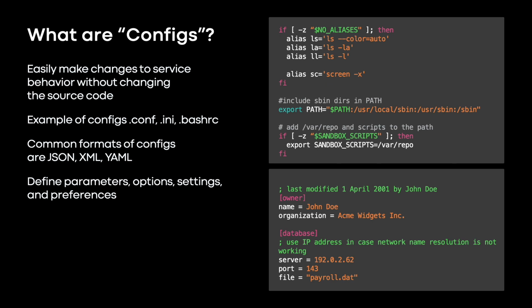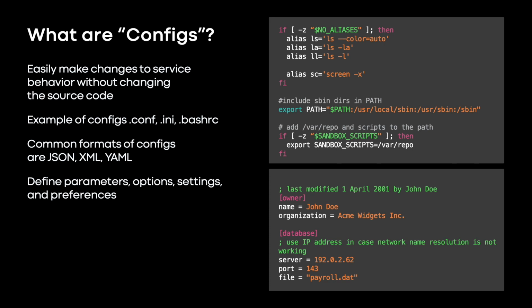Now, a common example that many people have probably interacted with at one point or another is something like the bashrc file, which there's an example of in the top right, where you can change the default behavior of a bash command without actually changing the source code of the bash command. And similarly, configs have been around for a very long time, longer than I have been alive. And the first example that I could find was the .ini file that was used to modify the behavior of MS-DOS on initialization. An example of that is in the bottom right there.